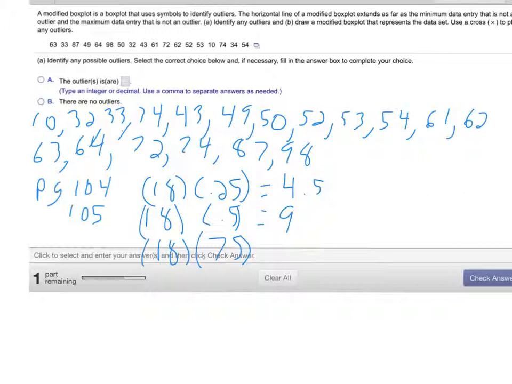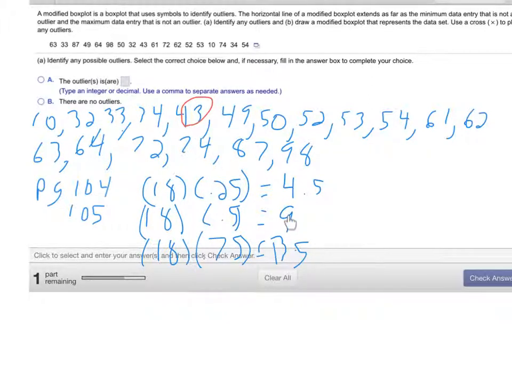That's 13.5. So I need to use these to find the quartiles. So I need to find the fifth score. That'll give me the first quartile. So 1, 2, 3, 4, 5. So this would be at the first quartile. It has 25% of data below it, or 4 scores.